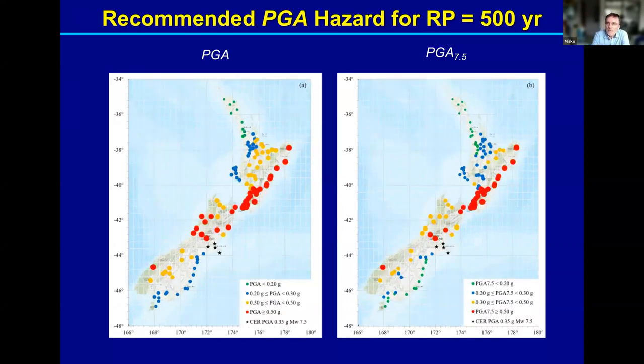The same thing was done for a 500-year return period. Again, if we focus on the right-hand side, now the range is much bigger. So green points are PGA 75 less than 0.2 G, blue is 0.2 to 0.3, yellow is 0.3 to 0.5, and red is greater than 0.5. And again, you can see how different locations move into different regions in terms of PGA 75 values for 500-year return period. Again, we are seeing consistent trends and not much non-uniformity in the presentation of the hazard. So this gave us confidence that what we have done works reasonably well.